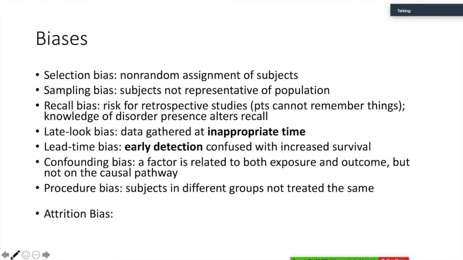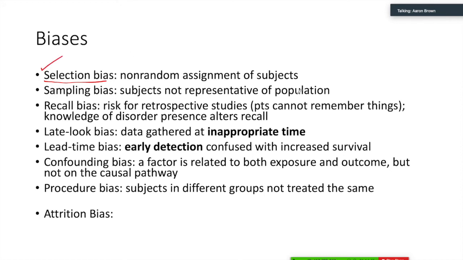So, biases, right? We have to learn the different types of biases. You will be asked about it. Typically, they will describe a study and ask you what the bias is. The easiest and most straightforward, I think, is selection bias. Here we have non-random assignment of subjects. The problem with selection bias is it's not going to be a true representation of your population if you're not randomly assigning the subjects. This one is frequently asked about.